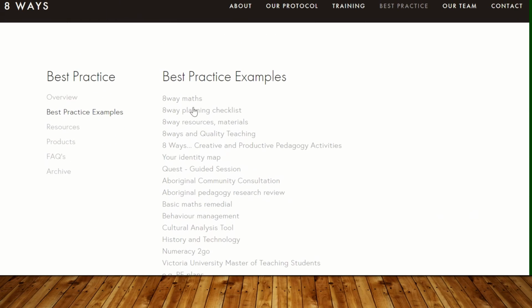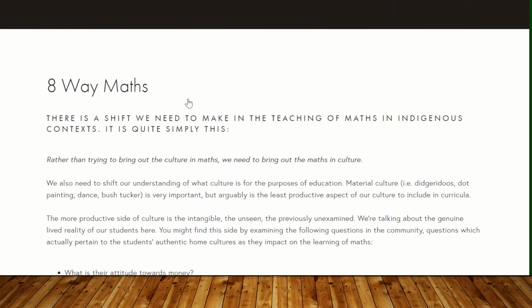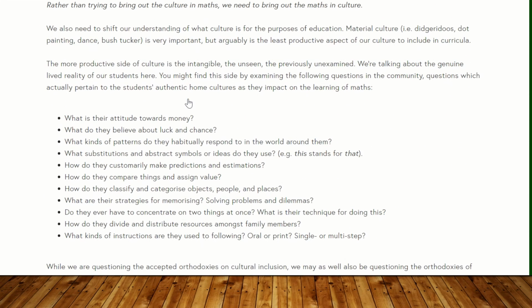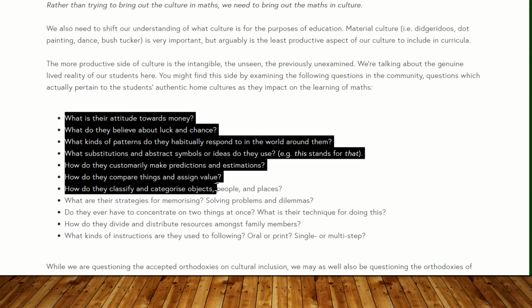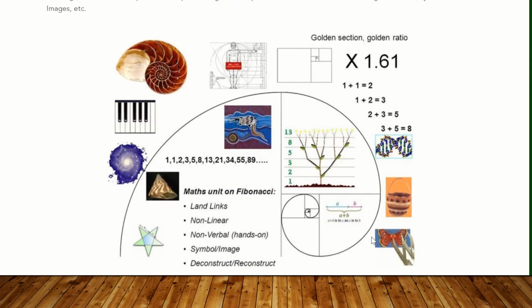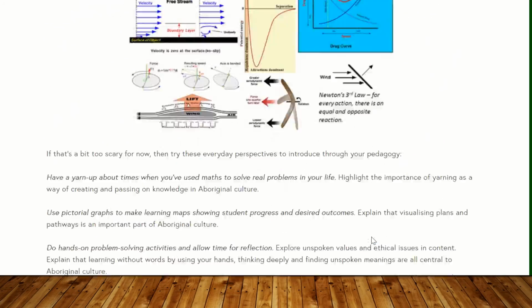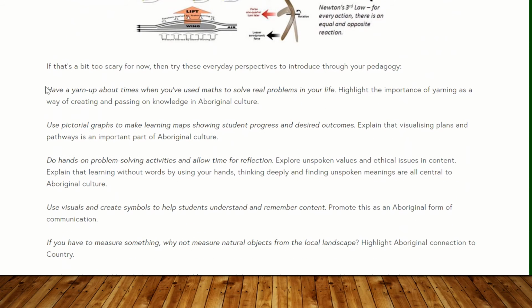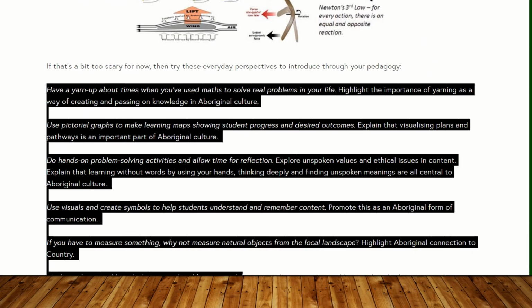meet Standard 1.4. For example, 8 Way Maths has several questions that pertain to the students' authentic home cultures as they impact the learning of maths, which align with Standard 1.4. And then it gives some everyday perspectives to use in pedagogy, such as using pictorial graphs, doing hands-on problem-solving activities, using visuals and creating symbols, etc.